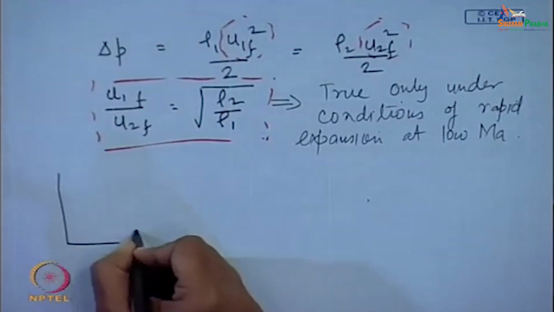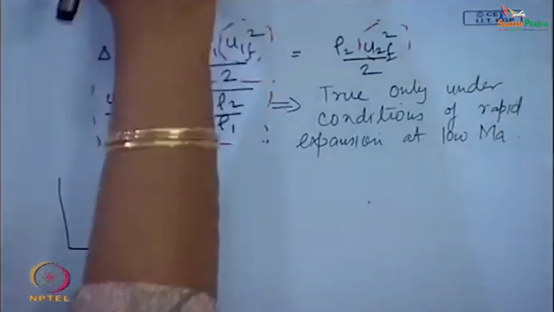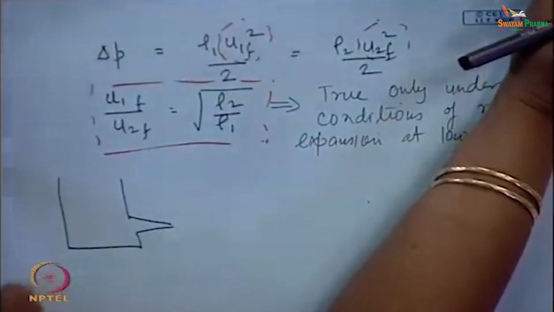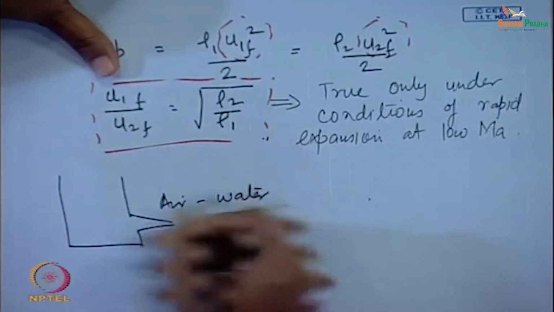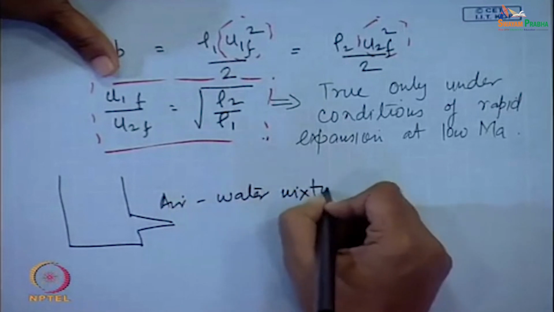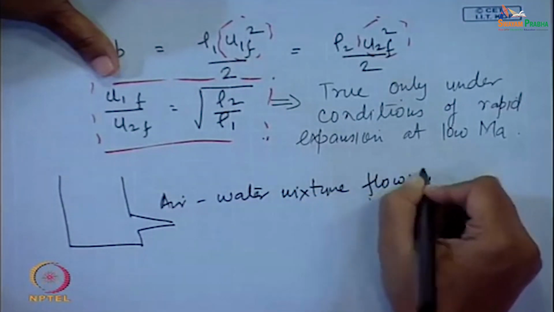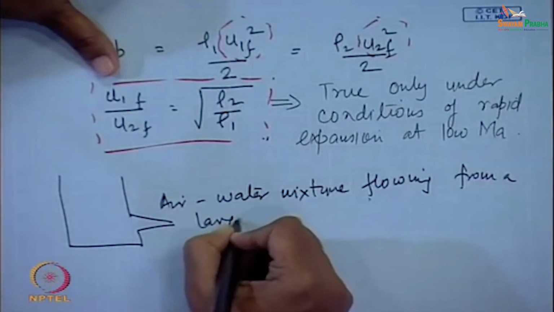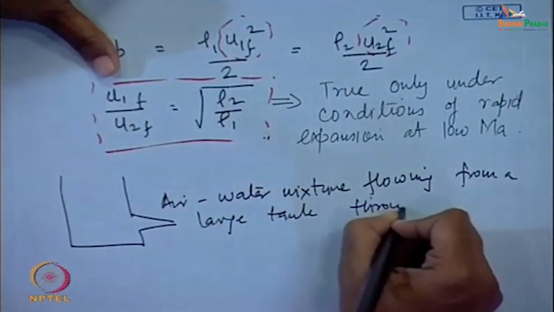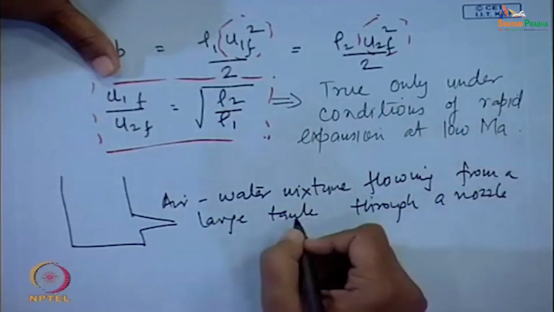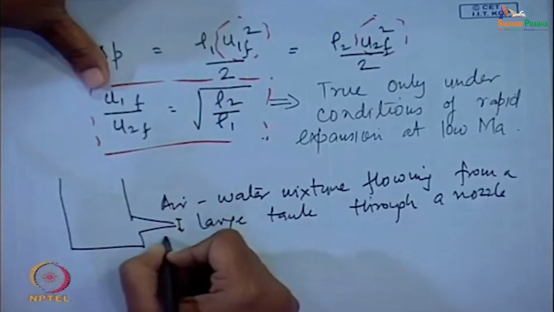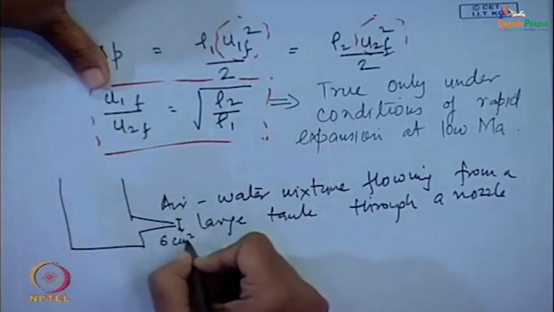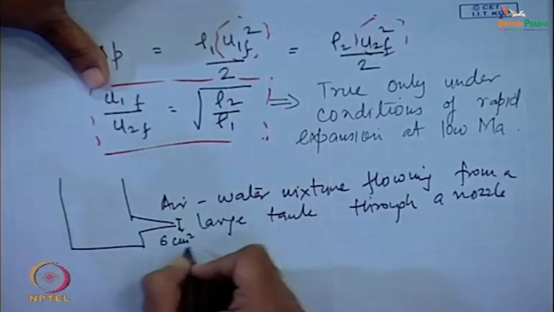Now, let us take up the problem. Say we have a very large tank, and from this particular tank, an air water mixture is flowing out through a nozzle. Now, the nozzle, the cross sectional area is 6 centimeter square.